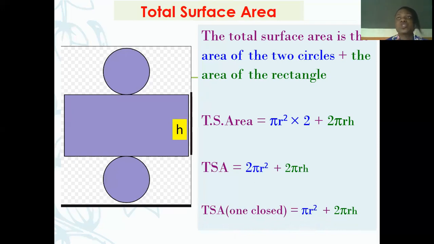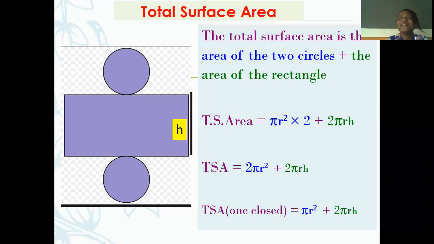When they say two ends are closed, you know that you have 2 circles involved, so 2 pi r squared plus 2 pi r h. But when they say it's just one closed part, you know that it's just one circle, so pi r squared plus 2 pi r h. Okay, let me put this question out there.